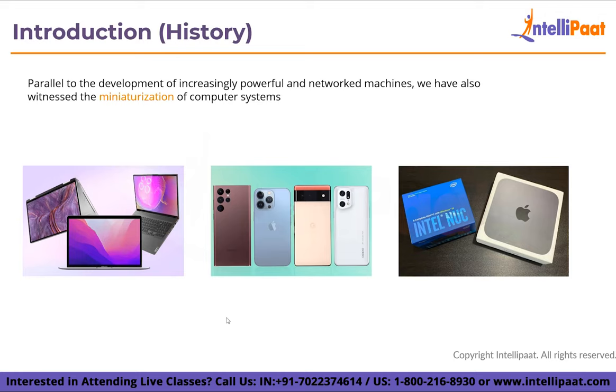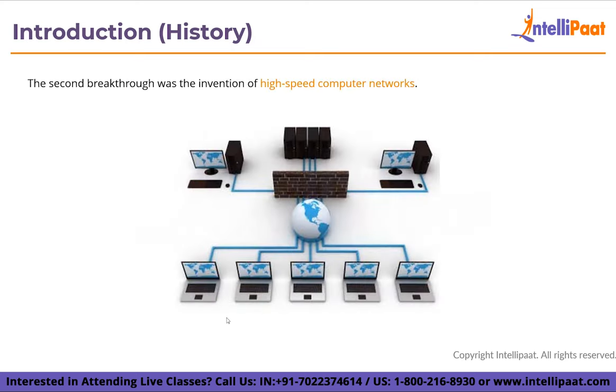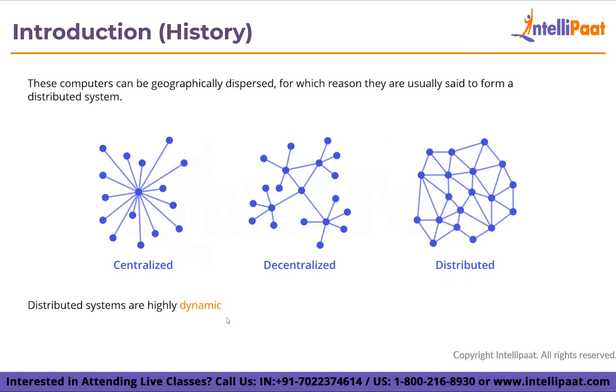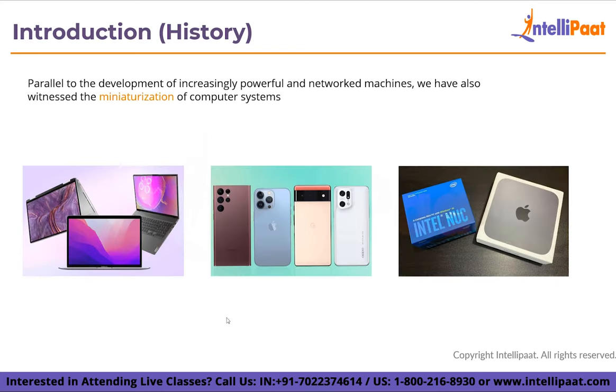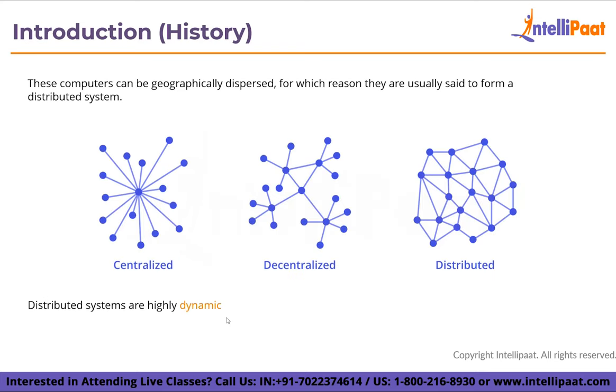It will be the size of a power brick and you can just carry it, and it will have all the slots. You can just connect your monitor, mouse, keyboard, whatever, and then you can set up your desktop anywhere. So you have portable desktops as well. We have this miniaturization of all the computer devices and all the form factors. This was the result of high-speed computer networks and the invention of microprocessors. Because of all these three improvements, that is the microprocessor technology, the networking and miniaturization of computers, it is now easy to put together a computer system composed of a large number of computer networks. These computer networks have nodes, and these nodes can be geographically dispersed, for which reason they are usually said to form a distributed system.